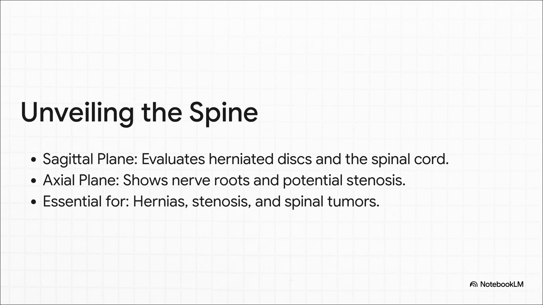The exact same logic applies to the spine. That sagittal or side view is just perfect for seeing herniated discs. Meanwhile, the axial or top-down view can show exactly where nerves might be getting pinched by stenosis, which is basically just a narrowing of the spinal canal. By combining these different views, doctors get a complete 3D picture of your spinal health.